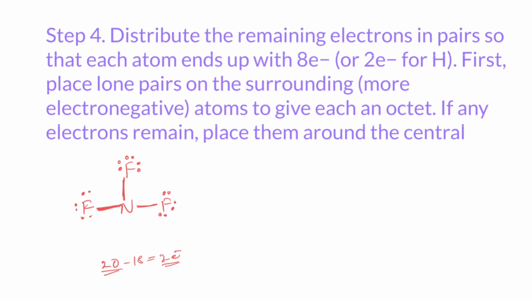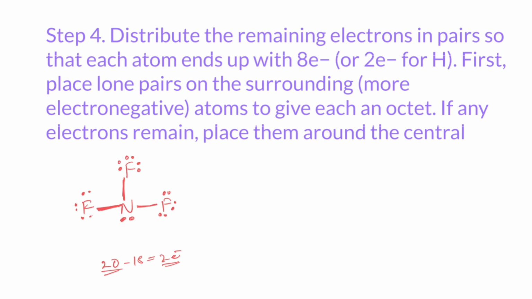So the remaining electrons are placed on which one? The surrounding atom. So now I have placed it on the central atom. So this is the central atom, and then each one is getting the octet. Now check around this nitrogen: 1, 2, 3, 3 into 2 is 6, 7, 8. All are utilized.